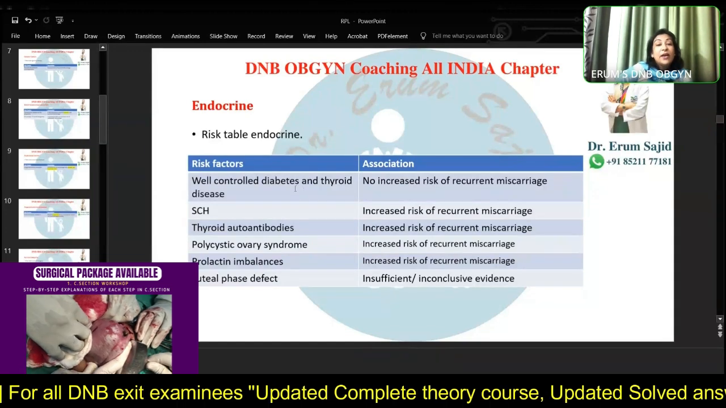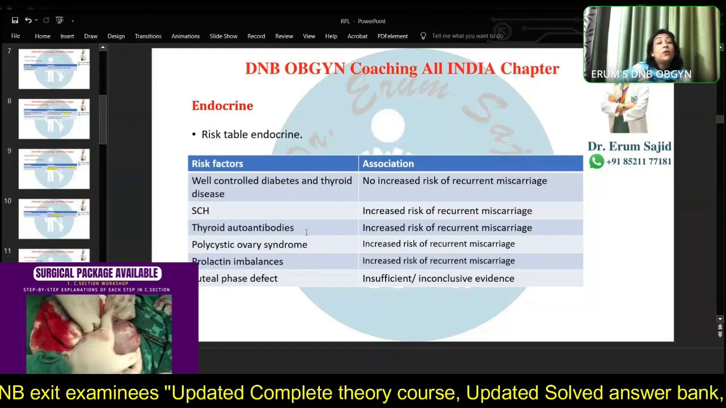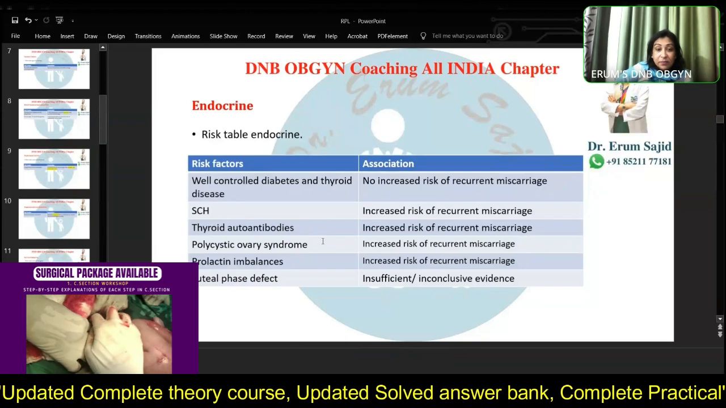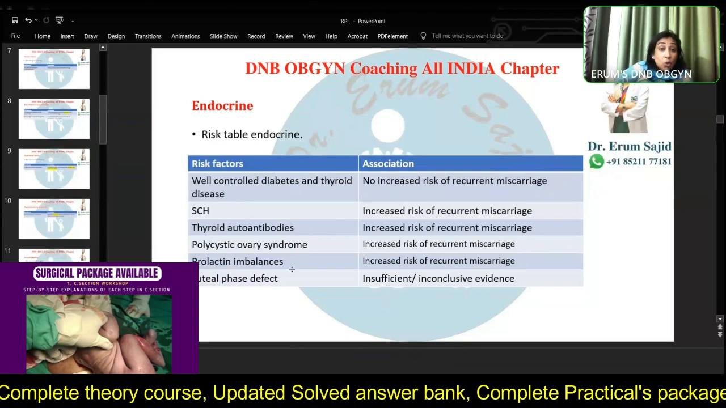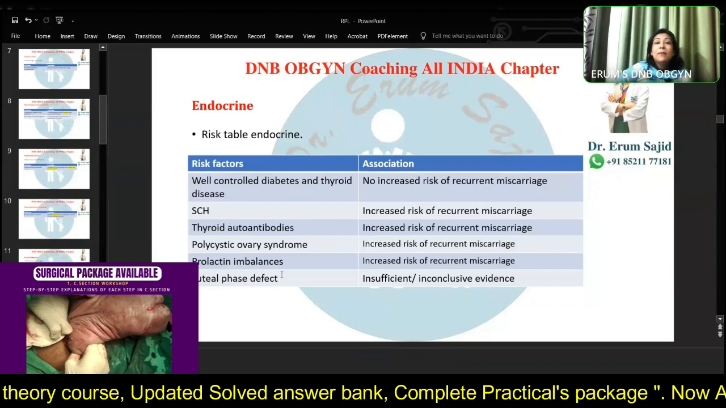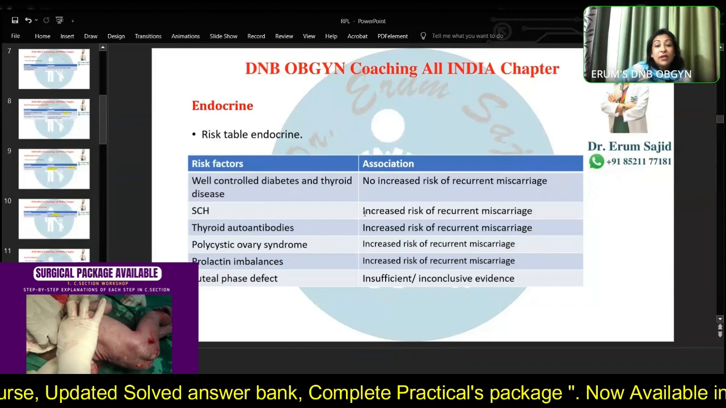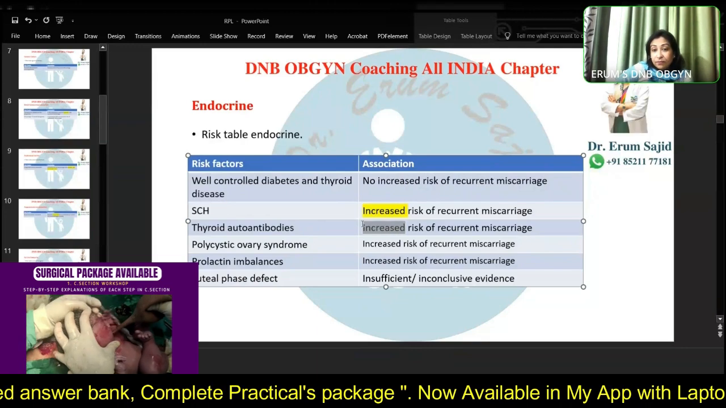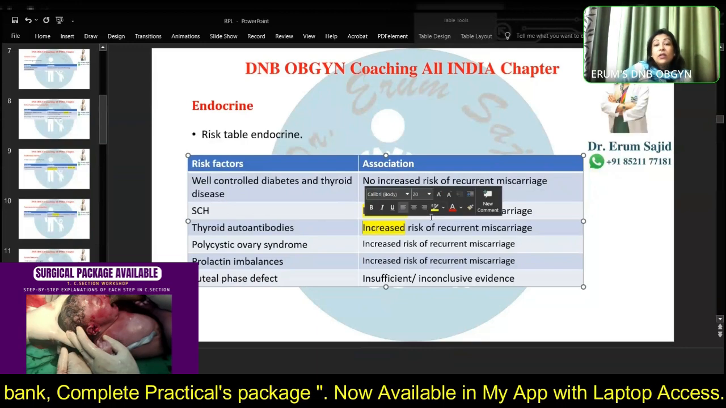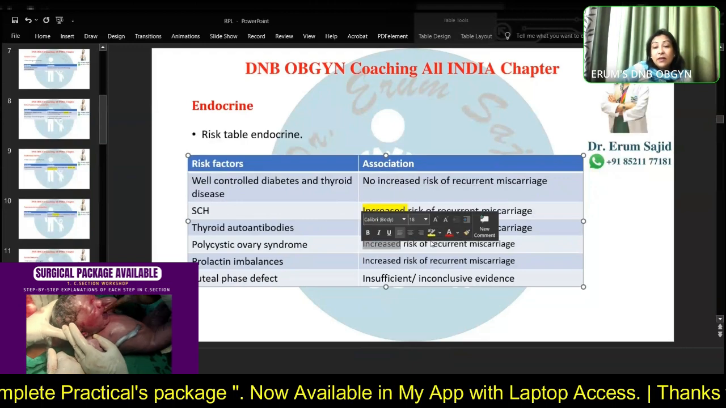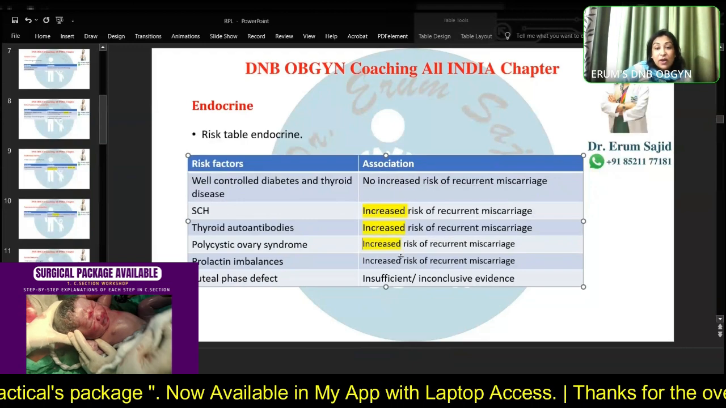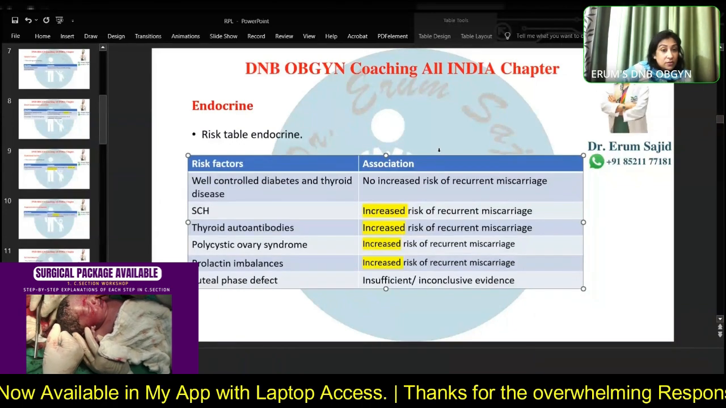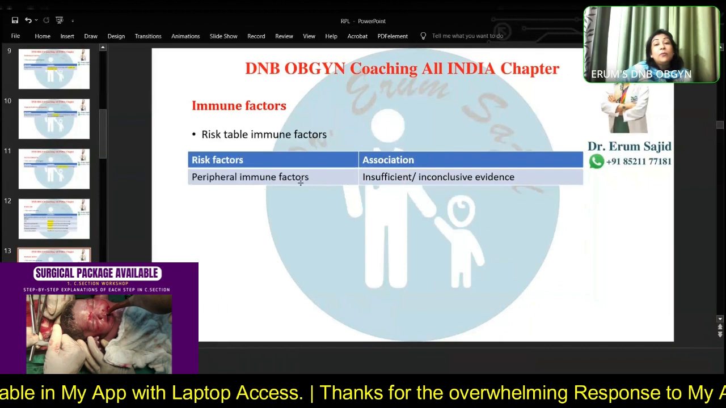And well-controlled diabetes and thyroid disease, no risk. But if you have thyroid autoantibodies, yes. Subclinical hypothyroidism, yes. PCOS, yes. Luteal phase, no. But prolactin imbalances, yes. So it is very, very important that you see her hormonal profile as well. Do you see this? All this prolactin and subclinical and clinical thyroid disease, in which you have thyroid antibodies, they are important causes.